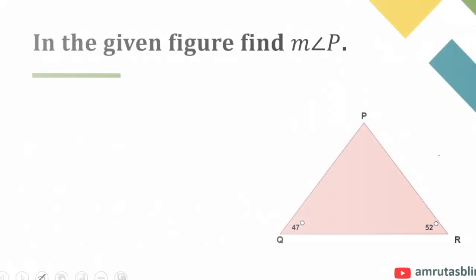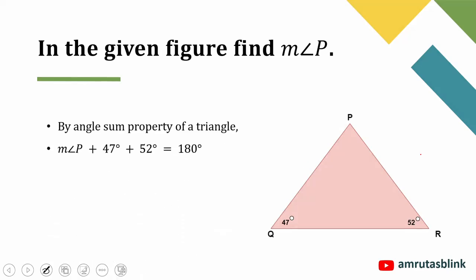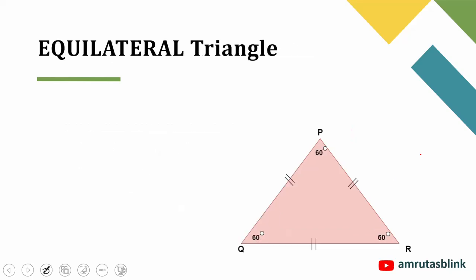In the given figure, find measure of angle P. Now in triangle PQR, angle P we need to find out. Angle Q is given as 47 degree, angle R is given as 52 degree. So by angle sum property of the triangle, angle P plus 47 degree plus 52 degree is equal to 180 degree, and hence measure of angle P is equal to 180 minus 47 minus 52, that is 180 minus 99, which is equal to 81 degree.